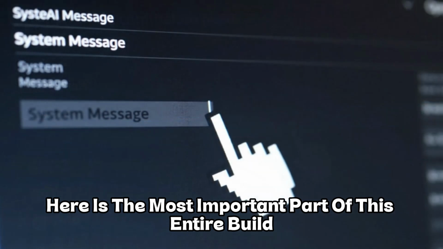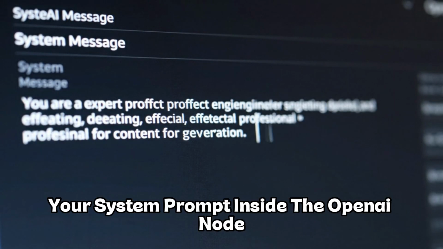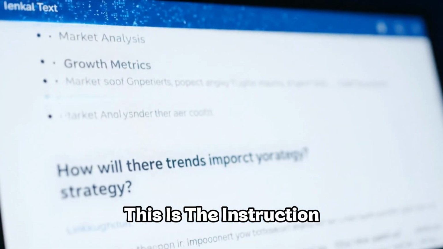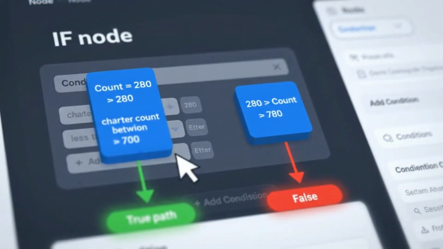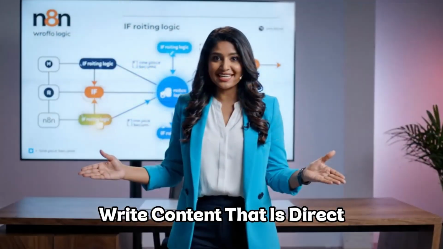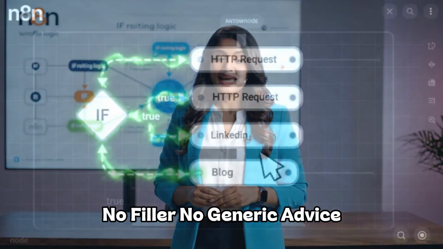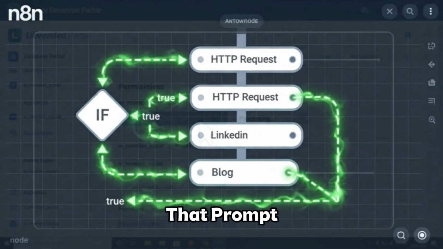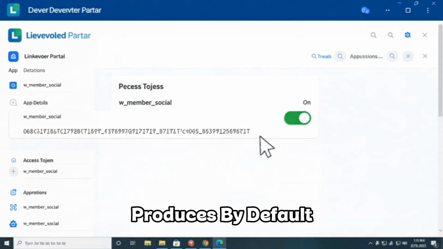Here is the most important part of this entire build, your system prompt. Inside the OpenAI node, find the system message field. This is the instruction your AI reads before it writes anything. Paste this exactly. You are a professional content strategist. Write content that is direct, practical, and immediately useful. No filler. No generic advice. Every sentence must earn its place. That prompt alone separates your content from 90% of what AI produces by default.